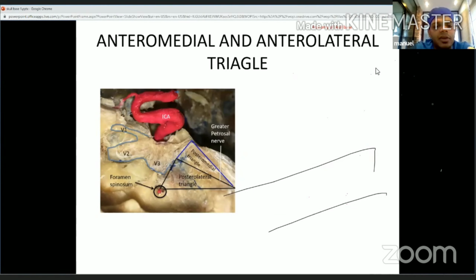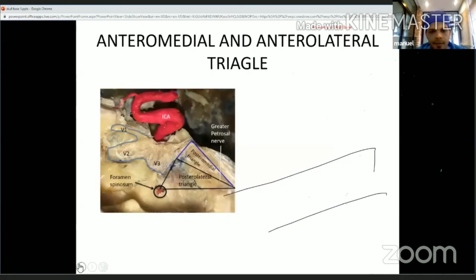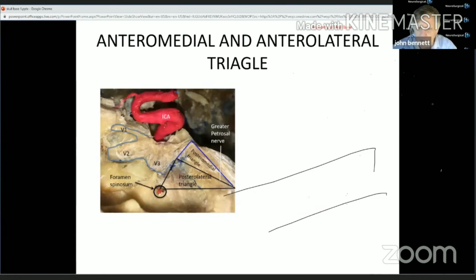So we have the anteromedial triangle. Next, John, please. No, go back. So you see between V. Really, I cannot call it V1. John, what do you think about it? Because it's not a V, it's a Roman number. Oh, okay, it's a 5. Yes, but it always looks like a V.